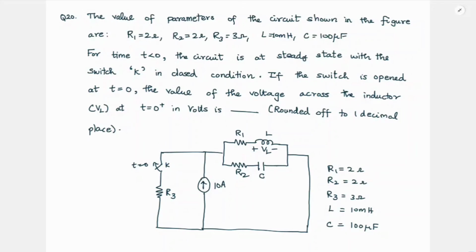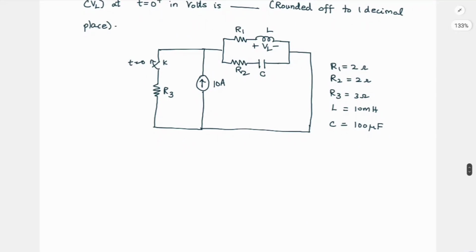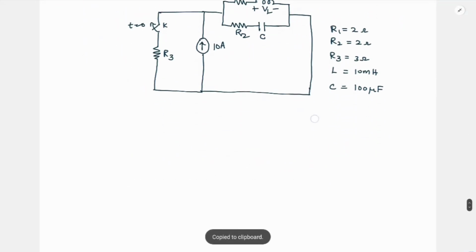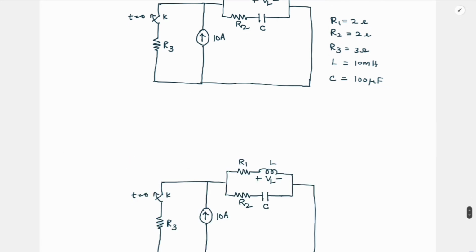The value of the voltage across the inductor VL at t equal to 0 plus in volts is dash, and round it off to 1 decimal place. So this is again our basic similar problem of LC circuit, where we use the two concepts, right? Which is nothing but for inductor, IL of 0 minus is equal to IL of 0 plus, and for capacitor, VC of 0 minus is equal to VC of 0 plus.